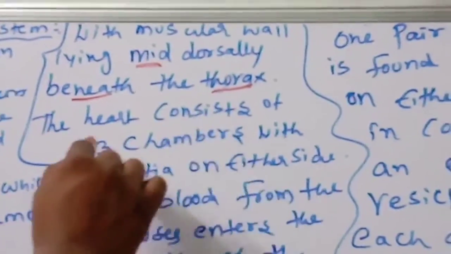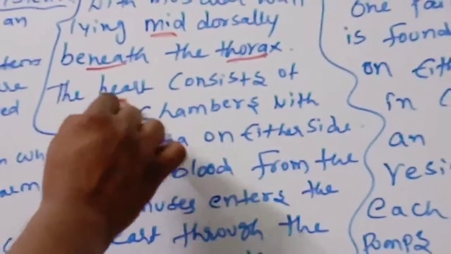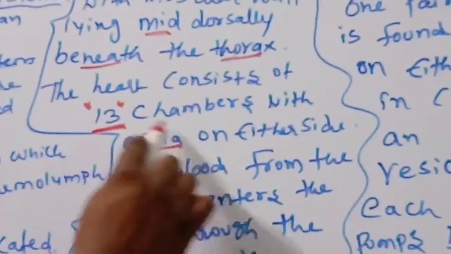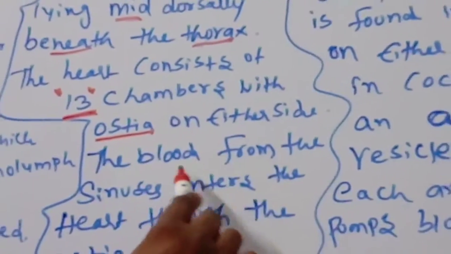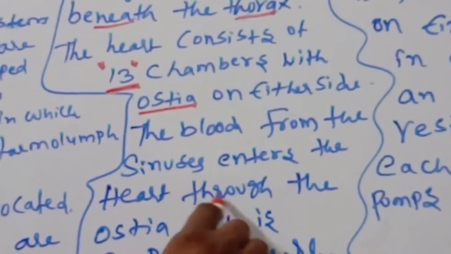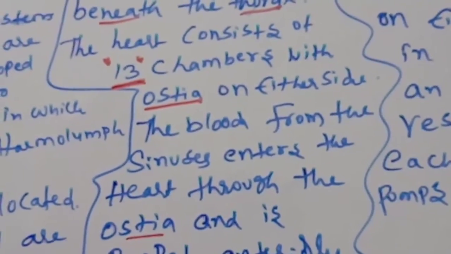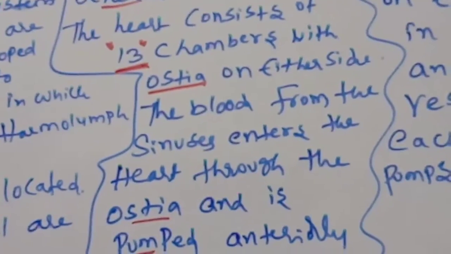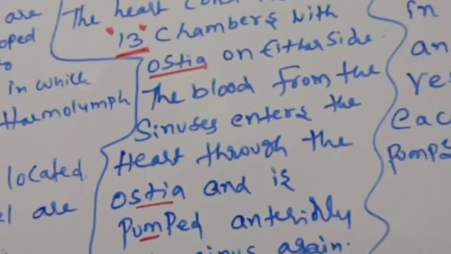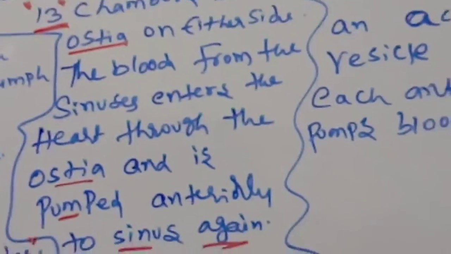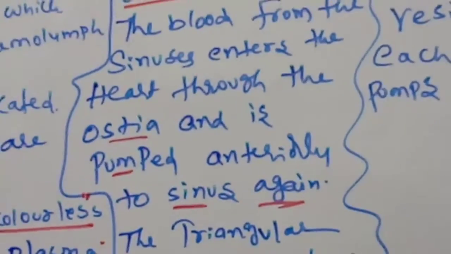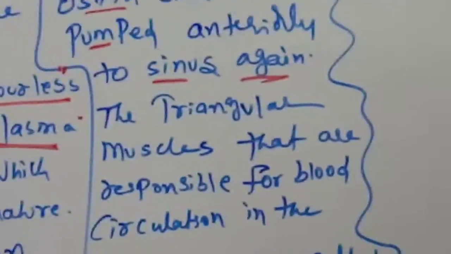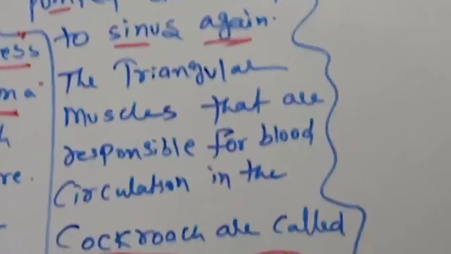The heart consists of how many chambers? Very important bit: 13 chambers with ostia on either side. The blood from the sinuses enters the heart through the ostia and is pumped anteriorly to the sinuses again. The triangular muscles that are responsible for blood circulation are called alary muscles. Very, very important.